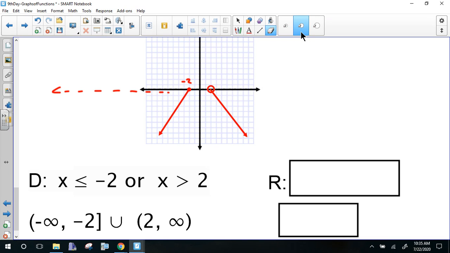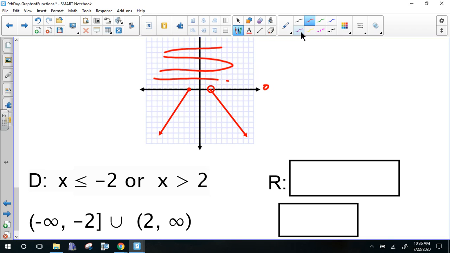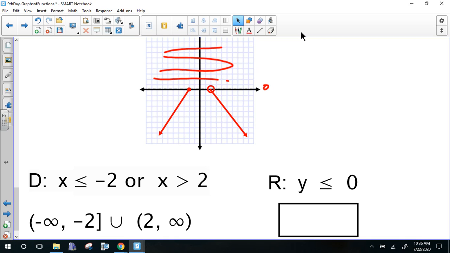So let's look at the range. Well, nothing goes above 0. Nothing's up here. So everything's below 0. We've got a piece that includes 0 here, but doesn't include it there. So we have to include it because at least one of our values includes 0. So everything is at 0 or below. So that's y less than or equal to 0 or negative infinity to 0.